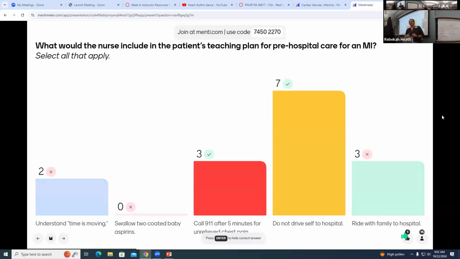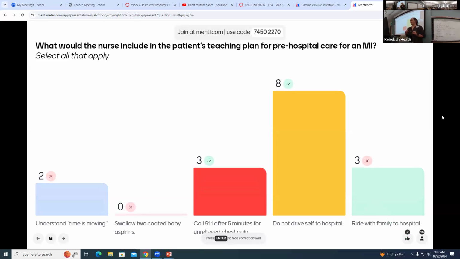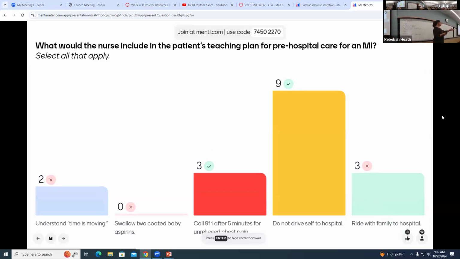So, correct answers, we want them to make sure they know, do not drive yourself to the hospital, right? There's a few reasons for that. One, if you're having a heart attack and you're driving and all of a sudden something happens and you pass out or you can't drive anymore, you're probably not going to get to the hospital and you might injure some other people. You might get in a wreck. The other thing is, when you call 911, sometimes people think, oh, I could just drive them to the hospital.